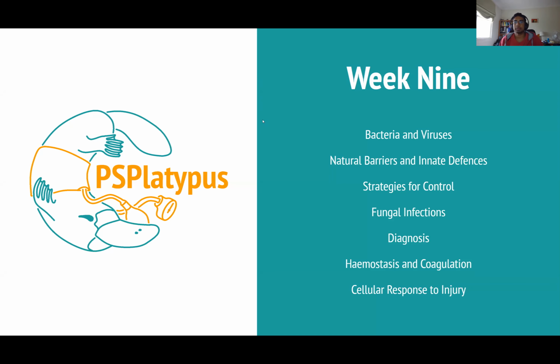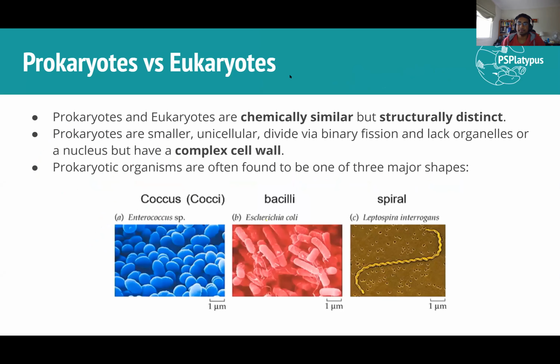So the very first thing we're going to talk about today are bacteria and viruses. Right, so we look at prokaryotes versus eukaryotes in the context of bacteria. As you guys will know by now, viruses are acellular organisms, but bacteria are very much cellular. So they have similar chemical foundations, but they're structurally distinct. That's sort of a word salad. What it actually means is that we use the same amino acids, the same biomacromolecules, the same genetic code. All of that stuff is identical between prokaryotes and eukaryotes.